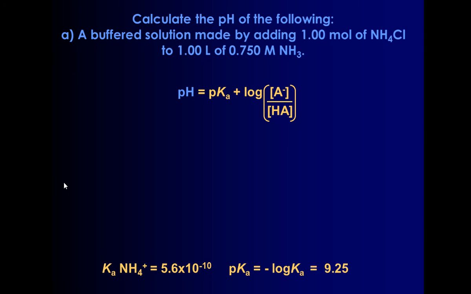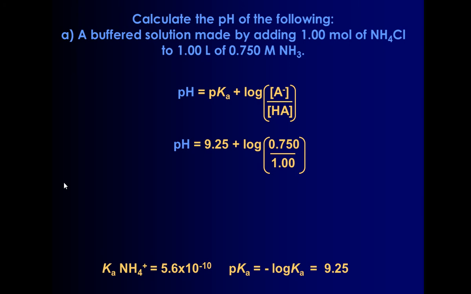The negative log of that would be 9.25. And then I plug in the concentrations I have of my conjugate base, which would be, in this case, the ammonia. It really doesn't matter which one you pick, pH or pOH, for Henderson-Hasselbalch, as long as you know which component in your mixture is the acid and which component in the mixture is your base. Remember, the acid should always have one more proton than the base.